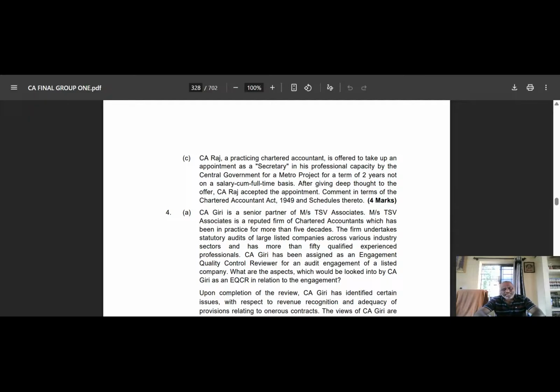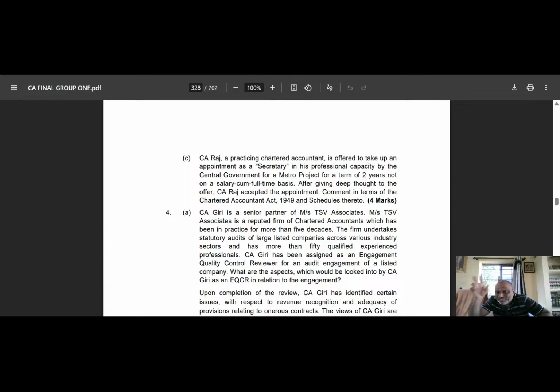As per Regulation 191, a member in practice may take up an appointment that may be made by the central government or state government, a court of law or any other legal authority, and may act as a secretary in his professional capacity, provided his employment is not on a salary cum full-time basis. In the instant case, CA Raj, a practicing chartered accountant, has been appointed as a secretary in his professional capacity by the central government for a metro project for a term of 2 years, not on a salary cum full-time basis.